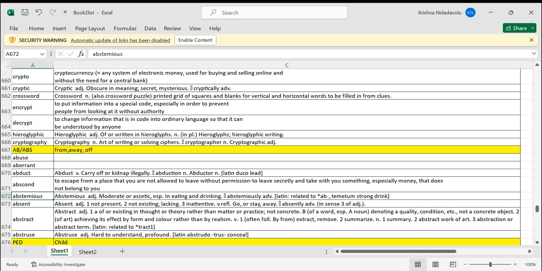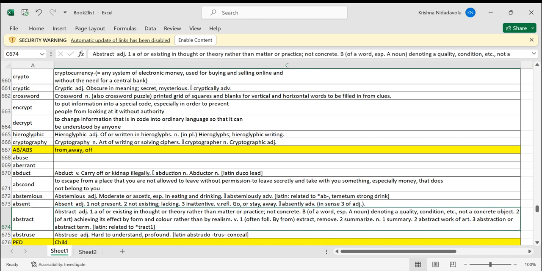Absent we all know, it is staying away, not present, not existing, etc. Abstract is the consideration of a thing or idea without associating it with a particular example. This is an abstract theory, an abstract work of art, etc. Tract is pulling, right? Like tractor. Tractor is something that pulls. Abstract is something away from a thing or an idea. Abstract means something pulled or drawn away.